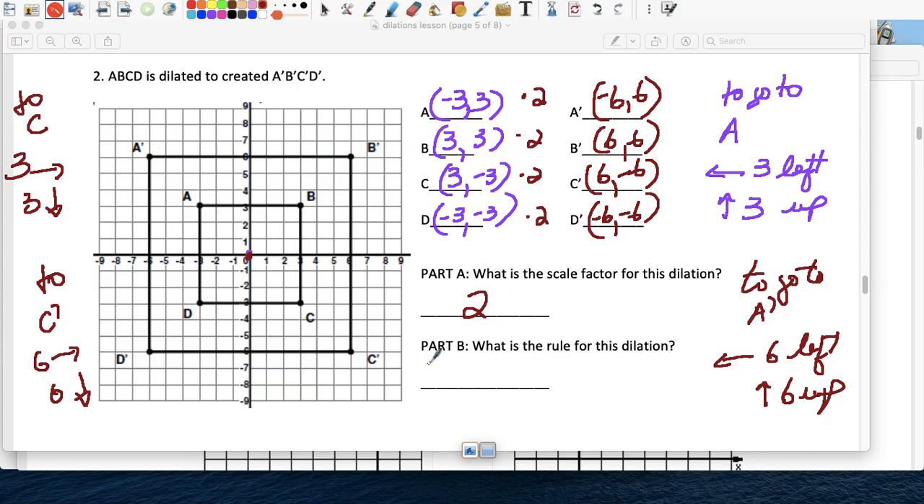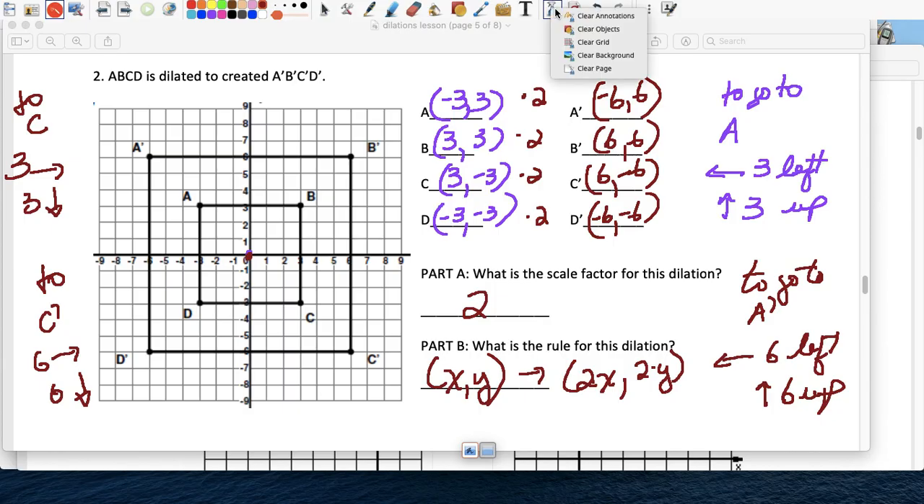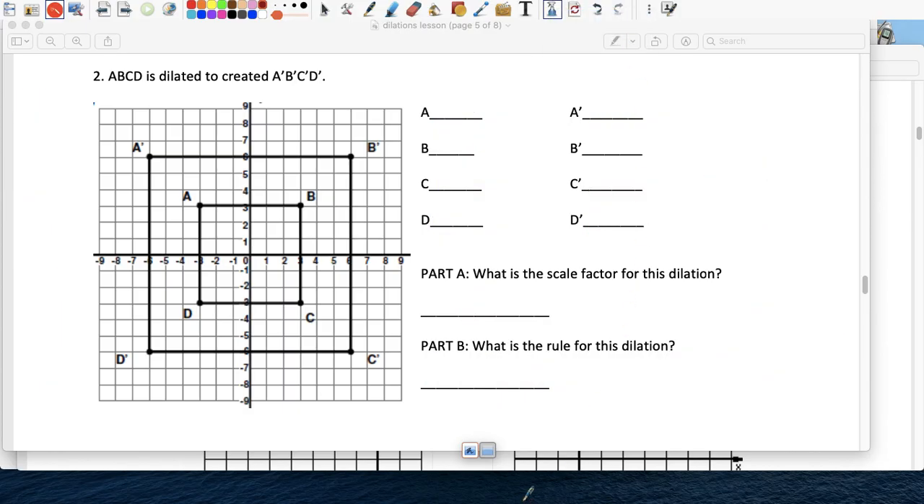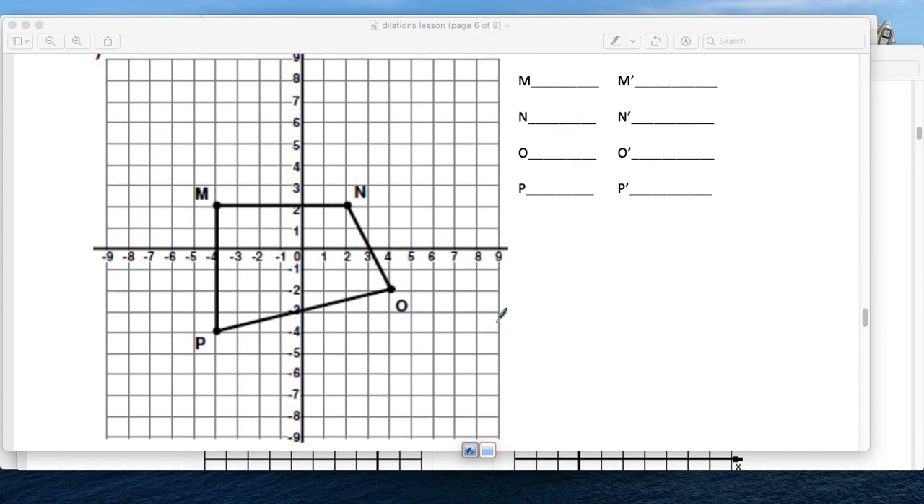What's the rule for dilation? Well, we have our original x, y, our original points. And what's happening to each of these points? Well, the x is getting multiplied by 2, and the y is also getting multiplied by 2. So that's the rule for this particular dilation. Pretty easy. Next page.